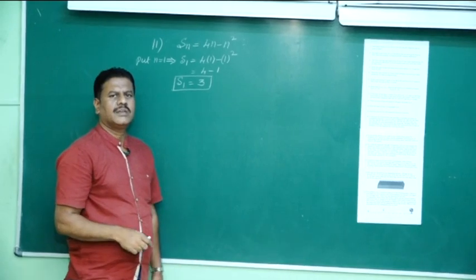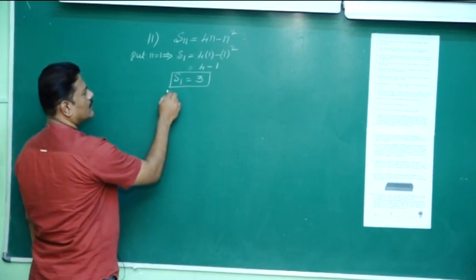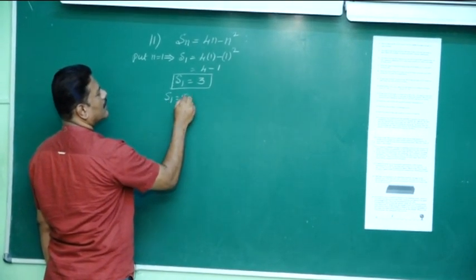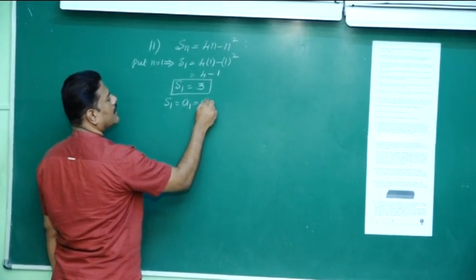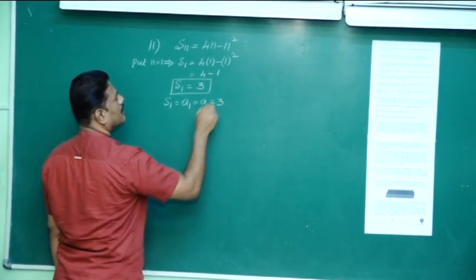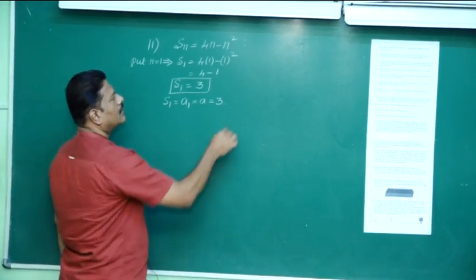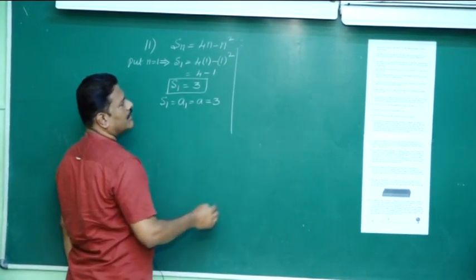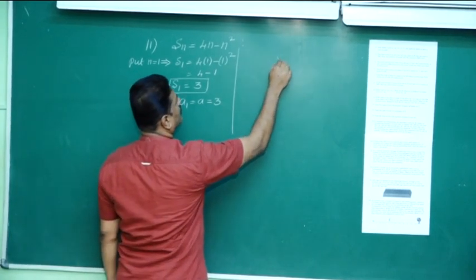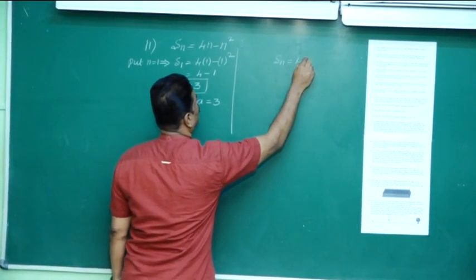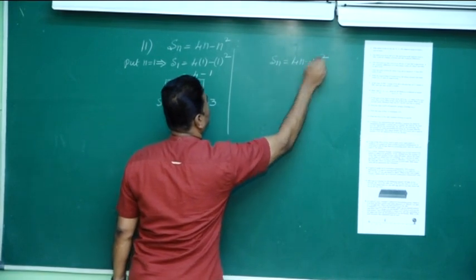Sum to one term is same as the first term. So S1 is same as A1 is same as A. So we came to know the first term is 3. Now let me take once again the given Sn. So what is Sn? Sn is 4n minus n square. This is given.